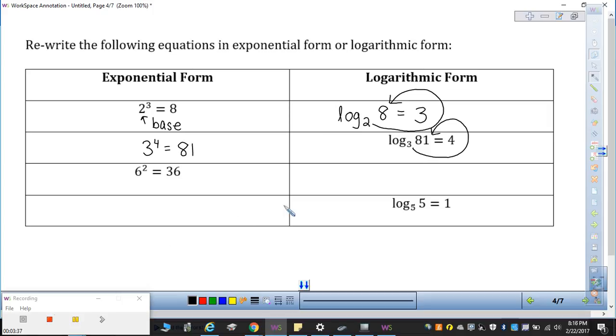This one would be log base 6 of 36 equals 2. Doing a quick check with our loop, we have 6 to the second power equals 36. The last one, starting down here at the base of 5, tells us 5 to the first power is 5.